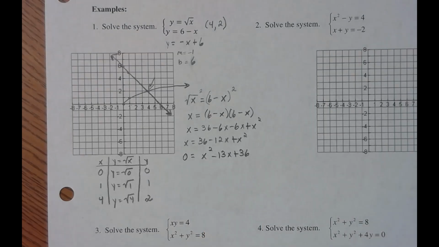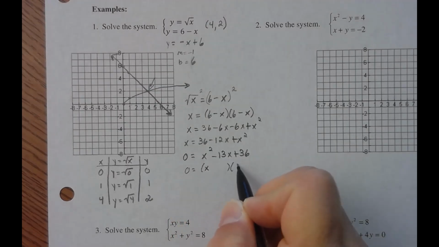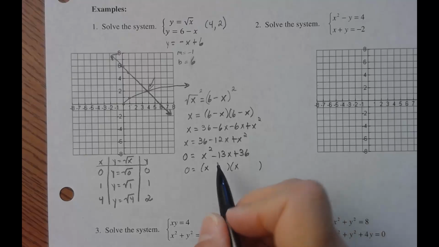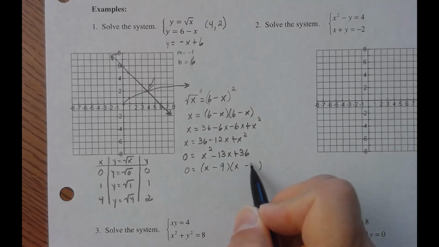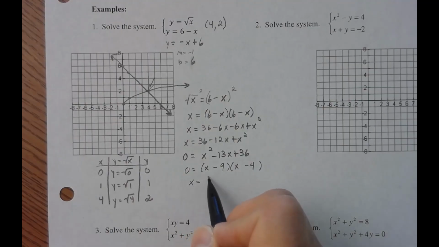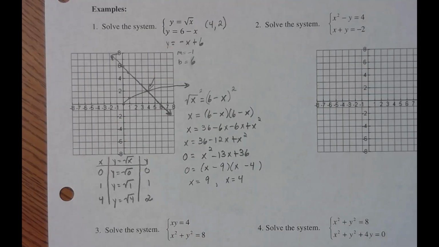And now to solve a quadratic, we have a couple of options. We can factor, or complete the square, or use the quadratic formula. I always like to try to factor first because it's pretty quick and simple. I'm looking for two numbers that multiply to a positive 36 and add to a negative 13. That would be -9 and -4. So x equals 9 and x equals 4.